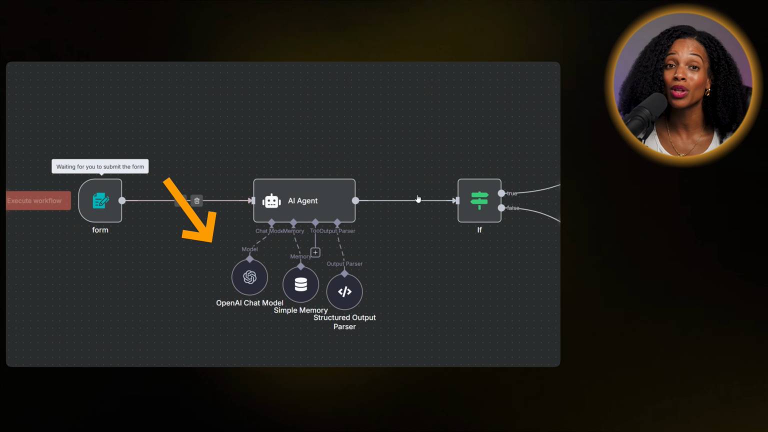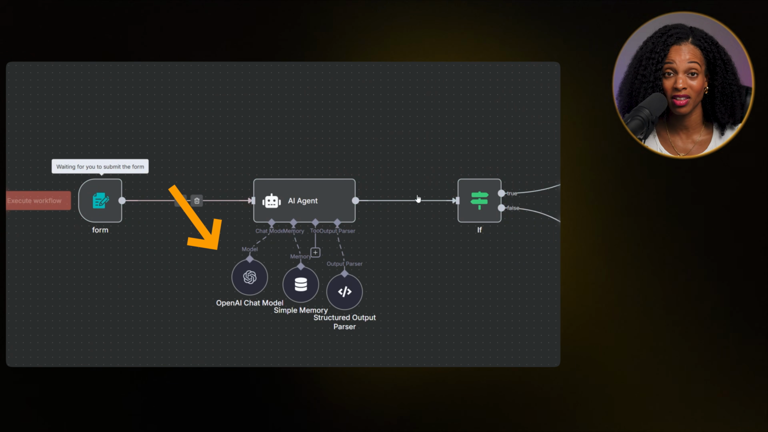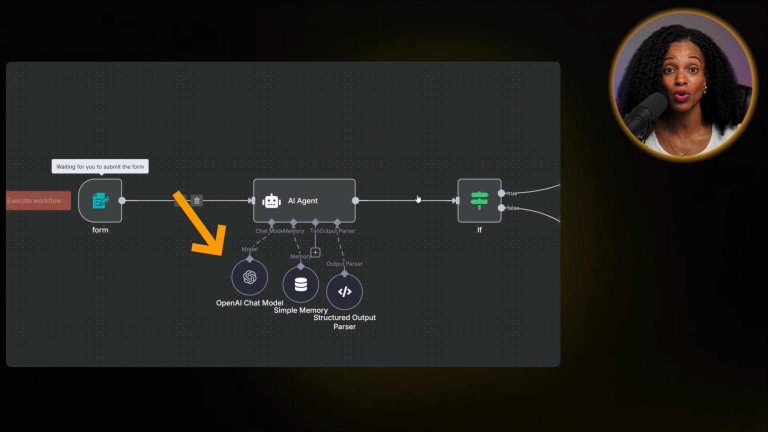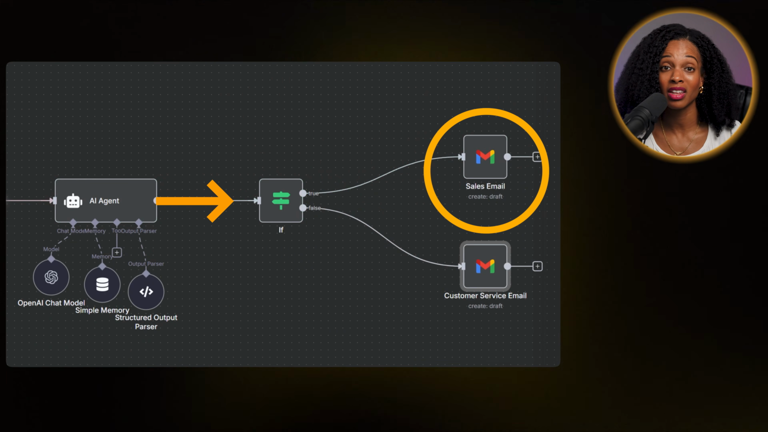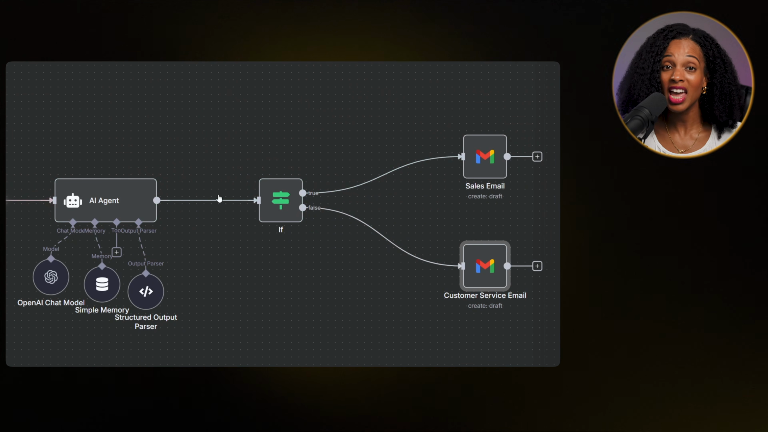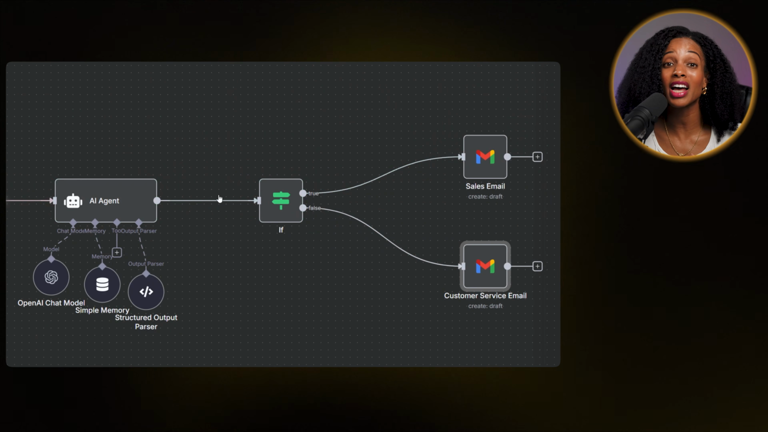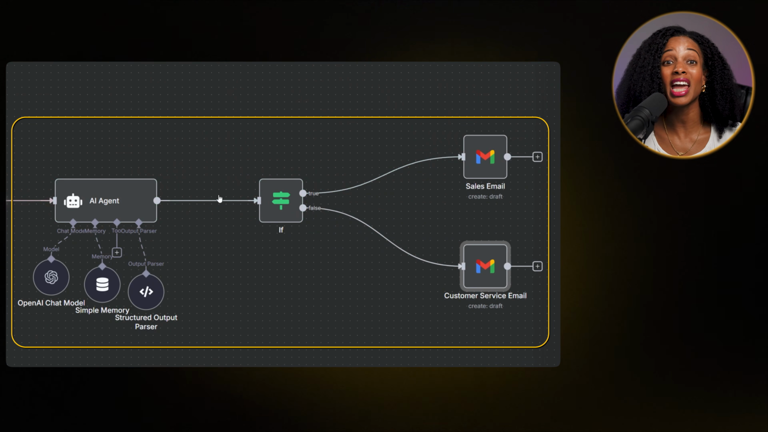Then based on the category the model returns, the workflow adds a tag so the request goes down the right path. The next step is going to be the exact same as it was before. So if it's true, if it is a sales email, it goes down the sales path. If false, if it's a customer service email, it goes down the other path. And we'll draft an email to the right team that has the request from the form. See the difference? We've created a path for the AI to follow.